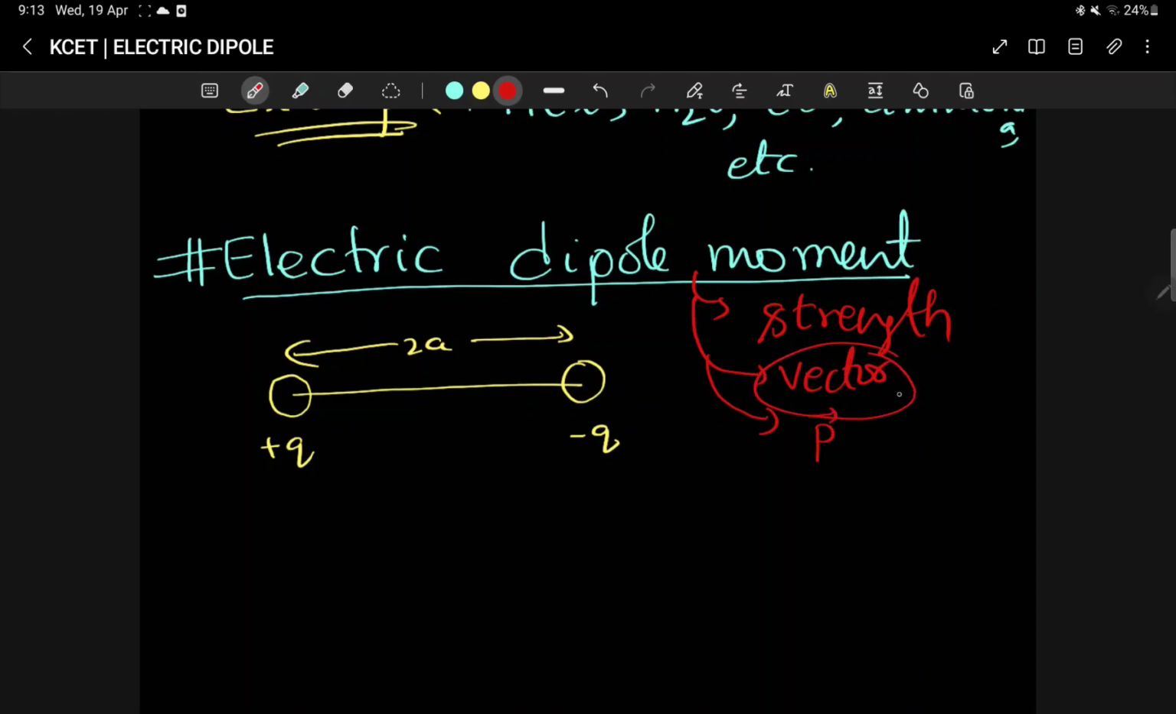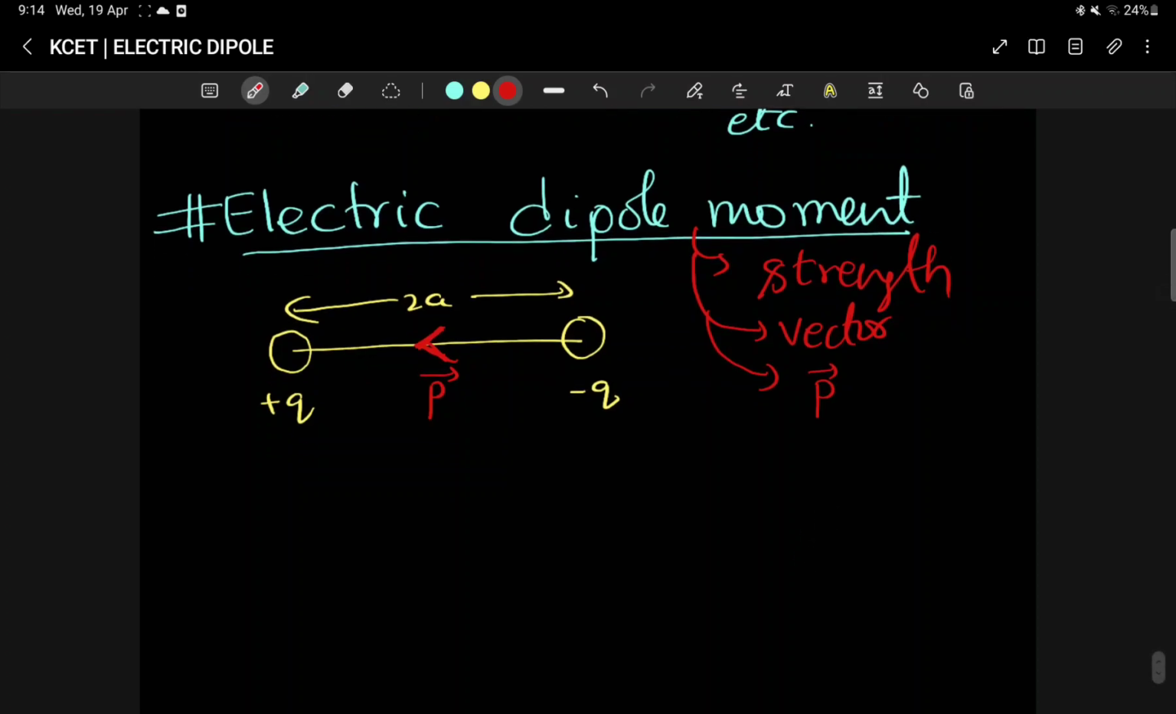So if it is a vector quantity, what is the direction? See, direction of electric dipole moment is always from negative charge to positive charge. Do remember this, they can ask for 1 mark. What is the direction of electric dipole moment? There is a reason for that also. I leave that concept to you to understand why electric dipole is directed from minus charge to plus charge. If you know the answer, just comment in the comment section. If you don't know, try to find it.